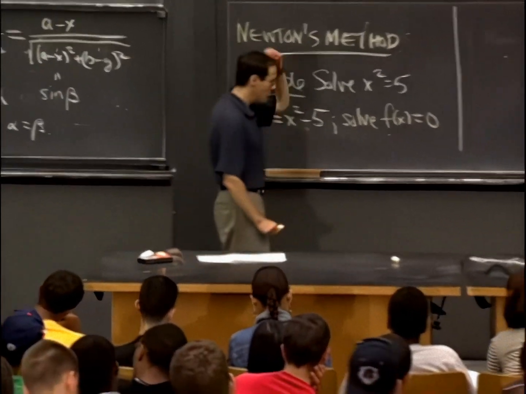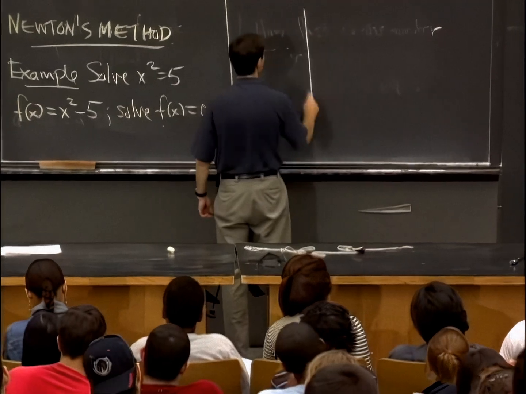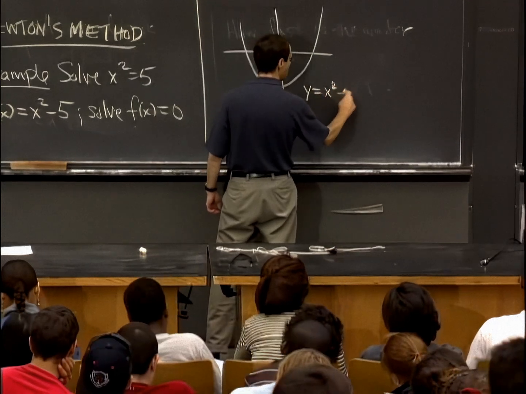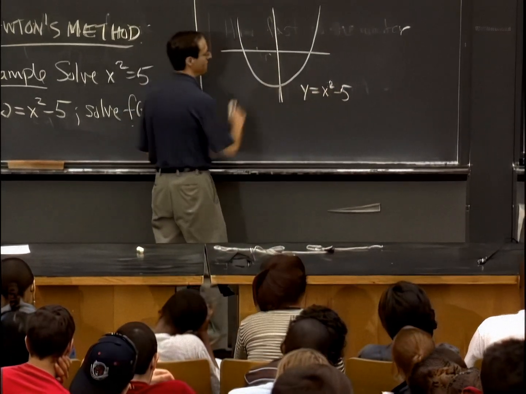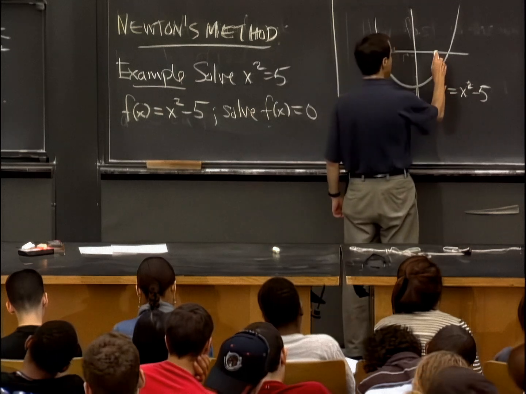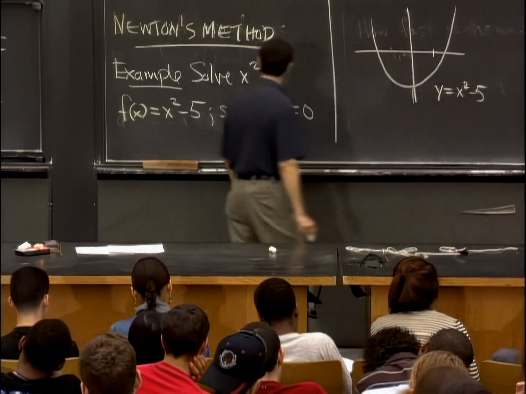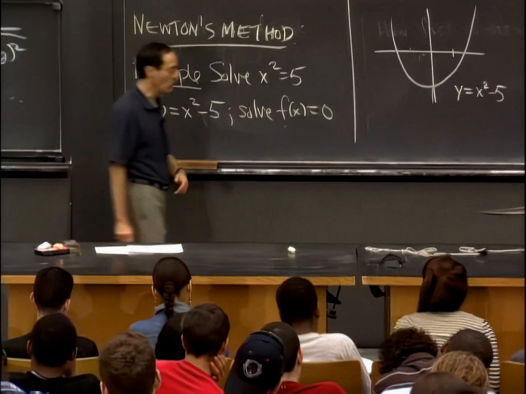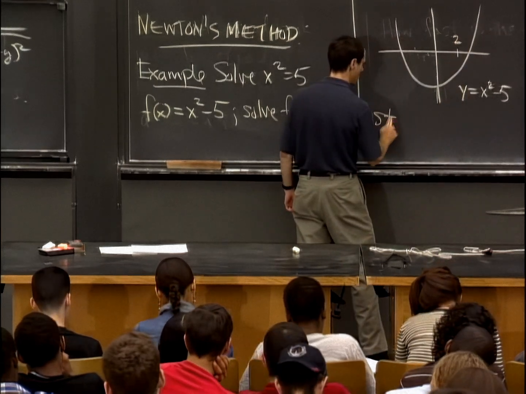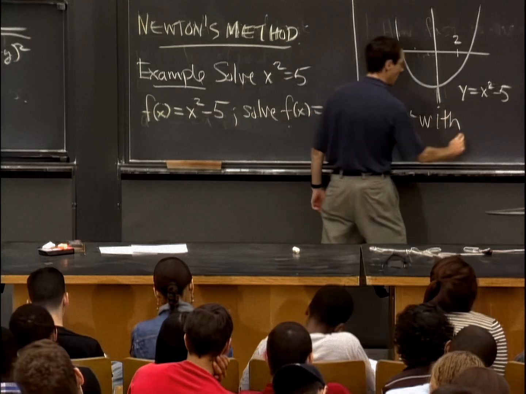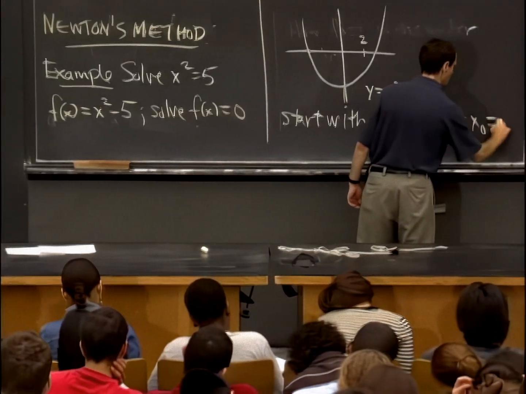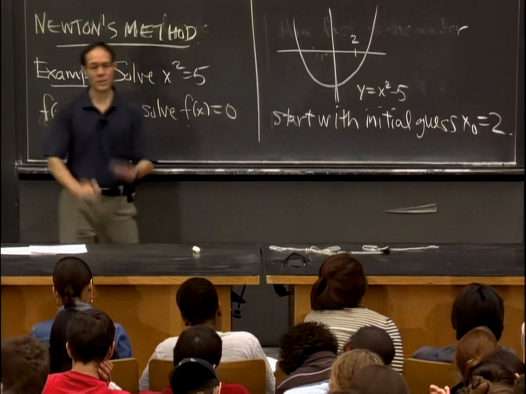So here's how it works. I'll plot this function. Here's the function. It's a parabola, y is equal to x squared minus 5. It dips below 0. Sorry, it should be centered, but anyway. Now the idea here is to start with a guess. The square root of 5 is pretty close to the square root of 4, which is 2. So my first guess is going to be 2 here. So start with an initial guess.